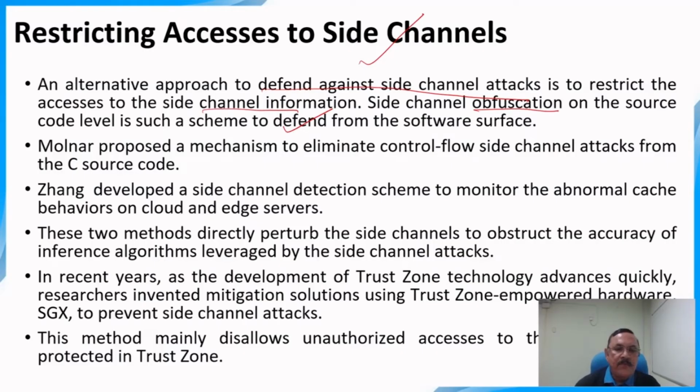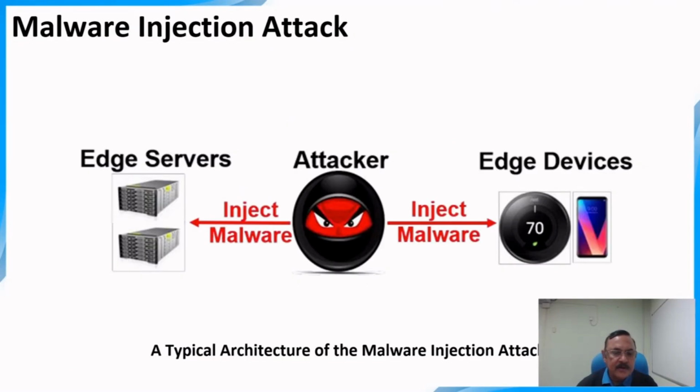So, Molnar proposed a mechanism to eliminate control flow side-channel attacks from C code, and another work has developed a side-channel detection scheme to monitor abnormal cache behaviors on cloud and edge servers. These two methods directly perturb the side channels to obstruct the accuracy of inference algorithms. Now, in recent years, TrustZone technology has advanced quickly, and this method mainly prevents unauthorized access to the side channel that is being protected in the TrustZone.